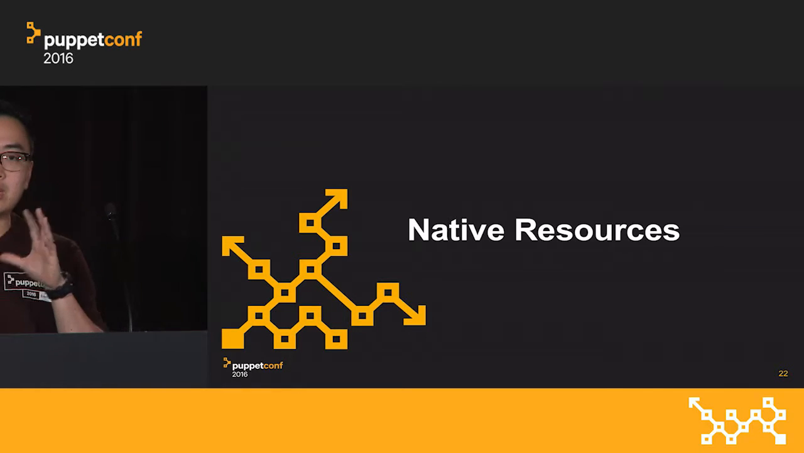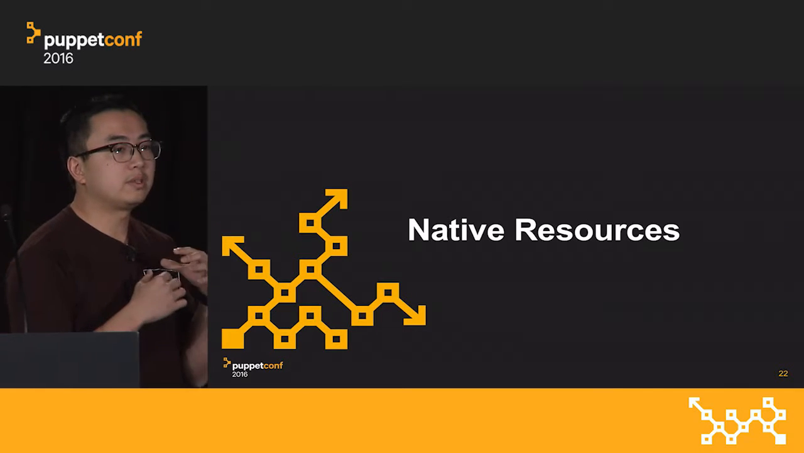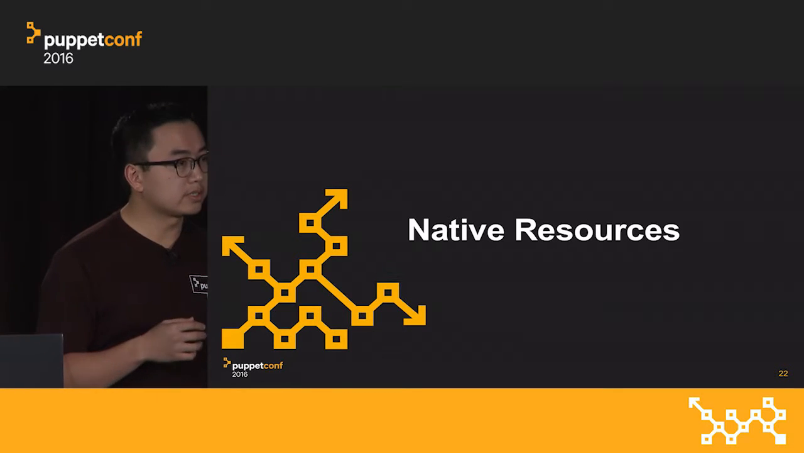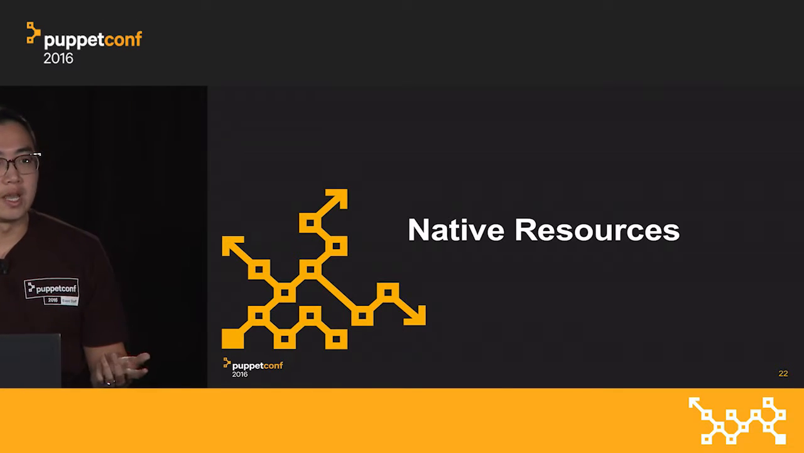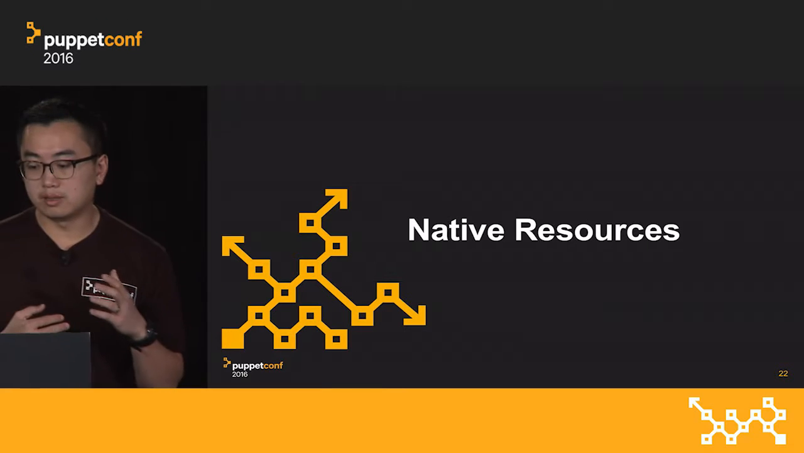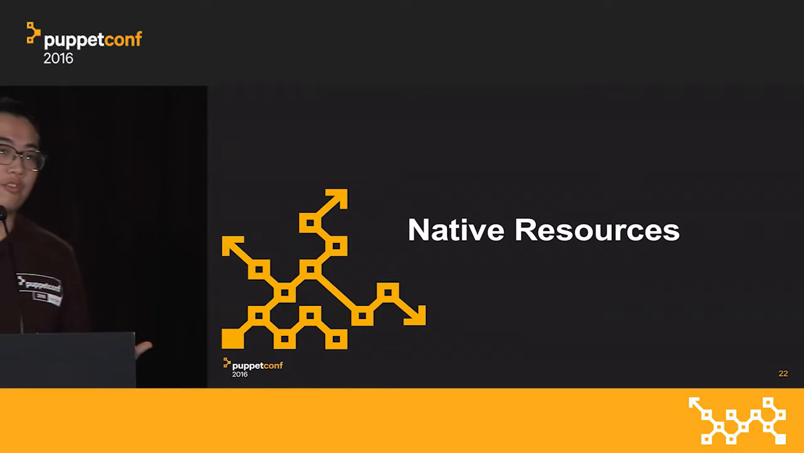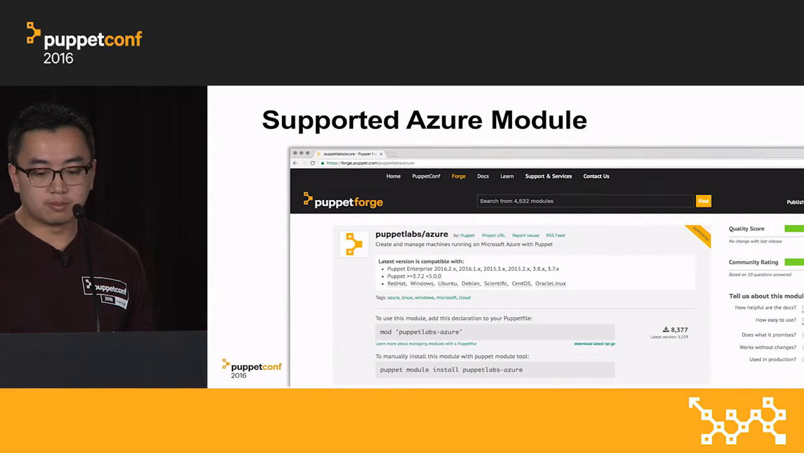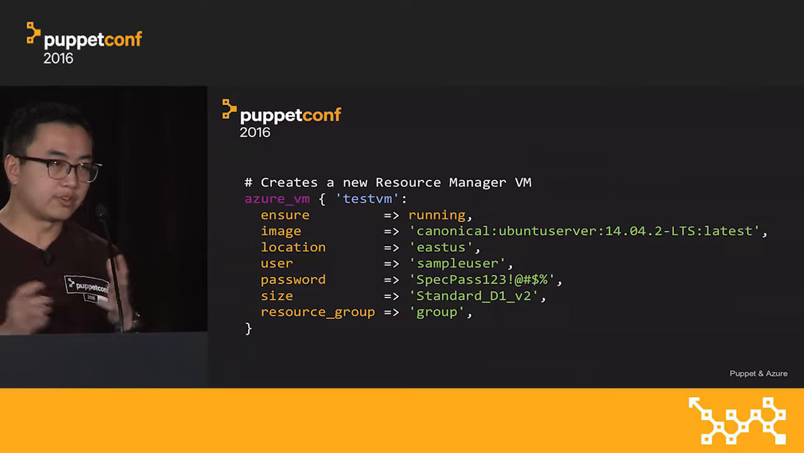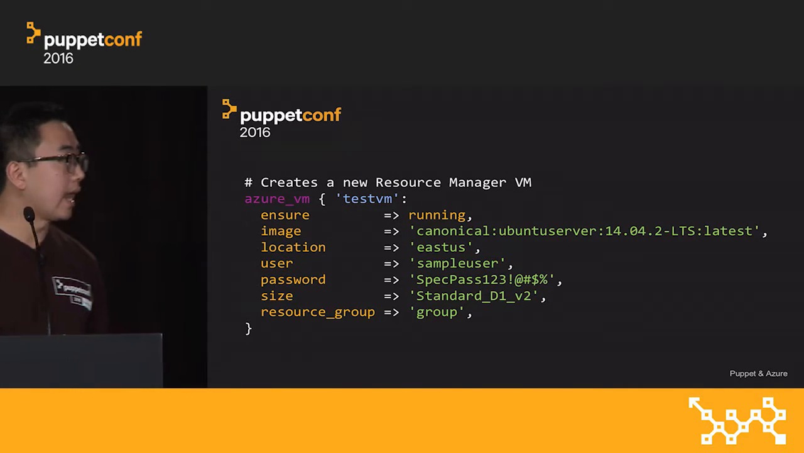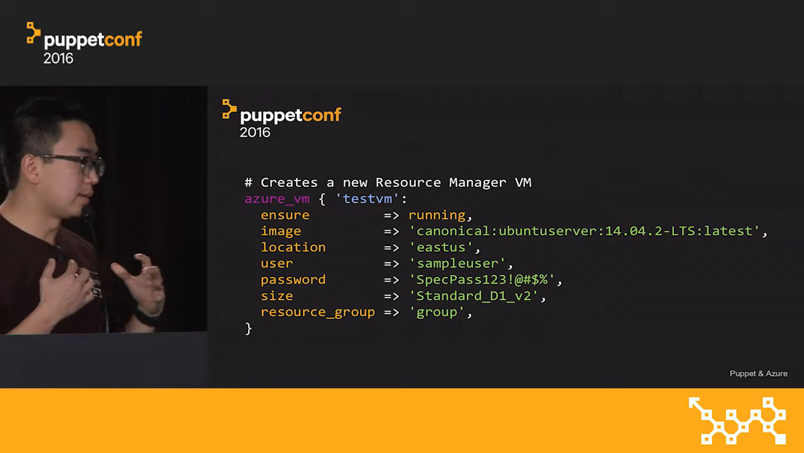So let's talk a little about native resources. We shipped the Azure Module at PuppetConf this last year, and it was in an alpha state. We recently moved it to supported state, and since then, we've made a number of improvements. Today, the Azure Module does VMs for the most part, but with some of the new changes that we've recently added, we made some improvements to it.